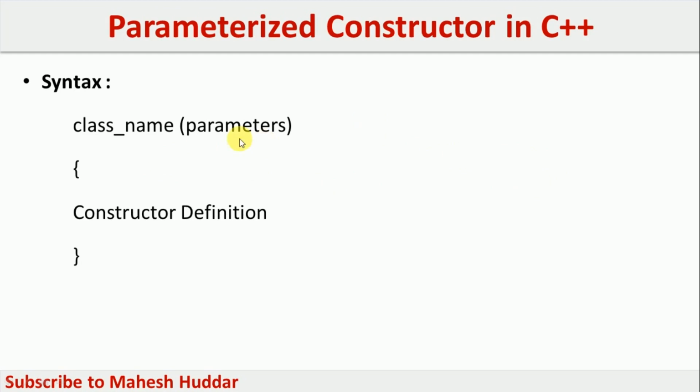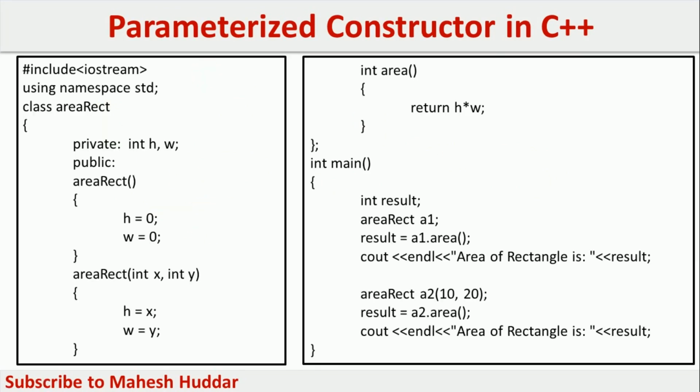The syntax looks something like this. The class name, we pass some parameters here, and here we define the constructor. Usually we initialize all the data members in this case. Now we will take one very simple program to understand the parameterized constructor in C++.